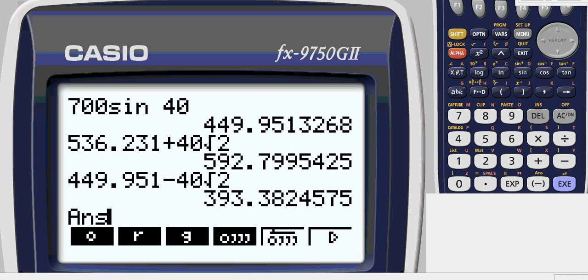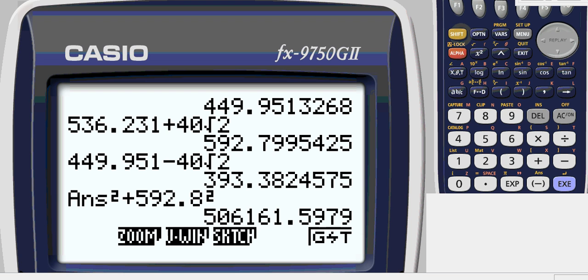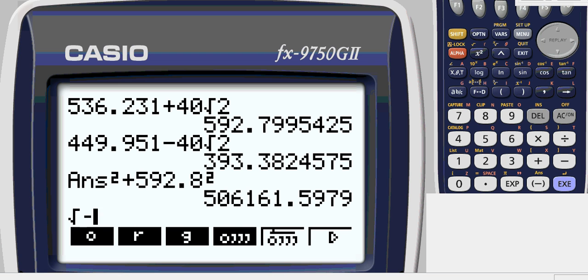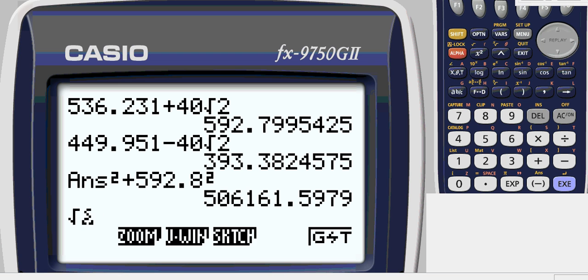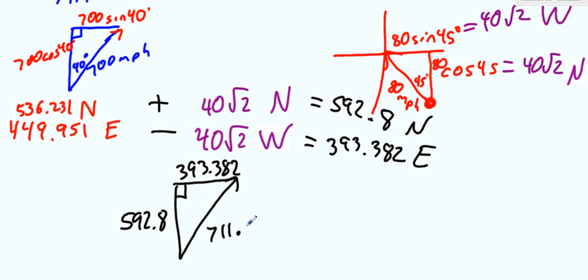So we can do answer squared plus the 592 point, let's round that to 8 like we did before, squared. That equals the hypotenuse squared, so square root that. So you get 711.45 miles per hour. So that's the ground speed.